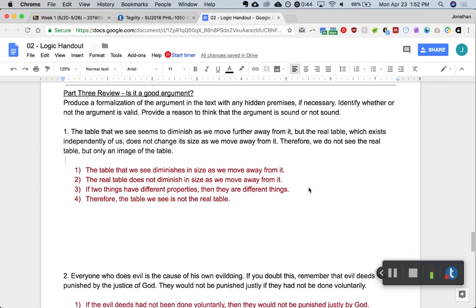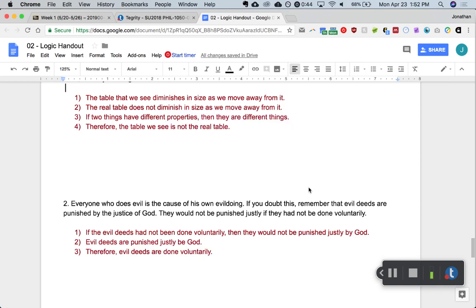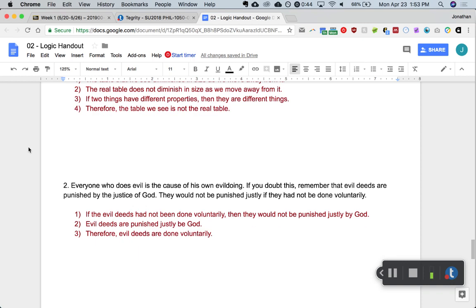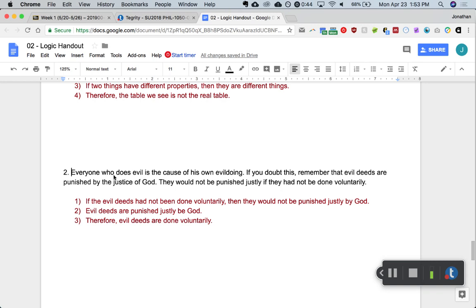Okay. The second argument comes from Augustine. He says that everyone who does evil is the cause of his own evil doing. Remember that evil deeds are punished by the justice of God. They would not be punished justly if they had not been done voluntarily. So this is a good argument to look at for two reasons. One, as opposed to the one from Hume, Augustine gives his conclusion right at the beginning. He states his conclusion and then gives his reasoning for it, whereas some philosophers will give their reasoning and then finish with their conclusion.